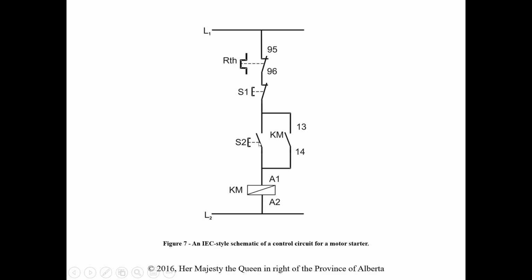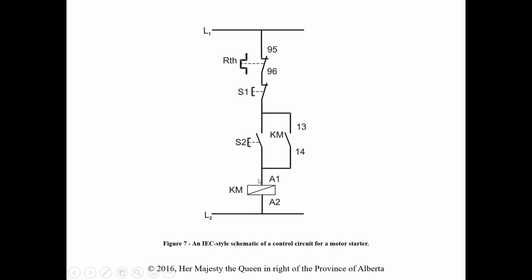Then we have a normally open momentary push button, which is acting as our start. And then here's our hold circuit, the 13 and 14. And here's a set of normally open contacts called KM, because they're associated with this coil. So when this KM coil gets energized, this changes state.